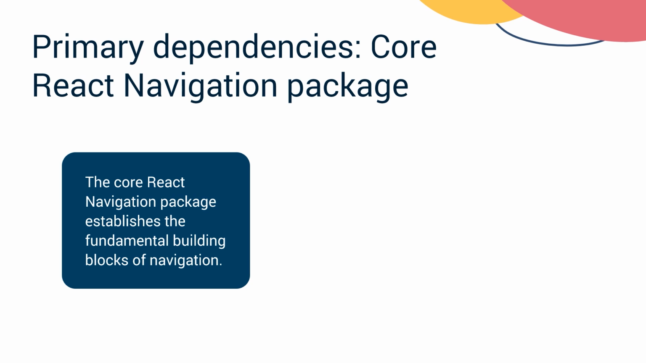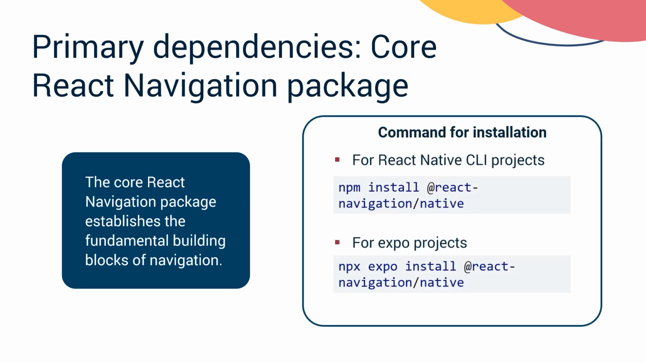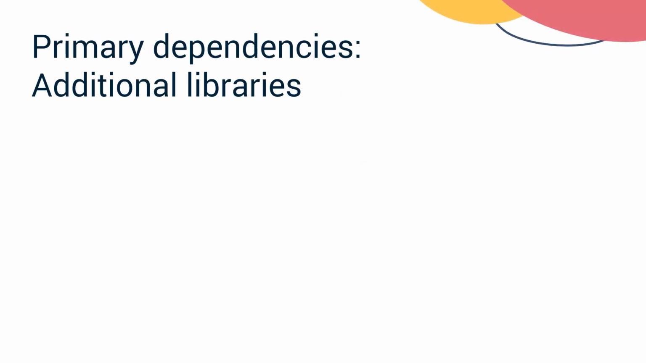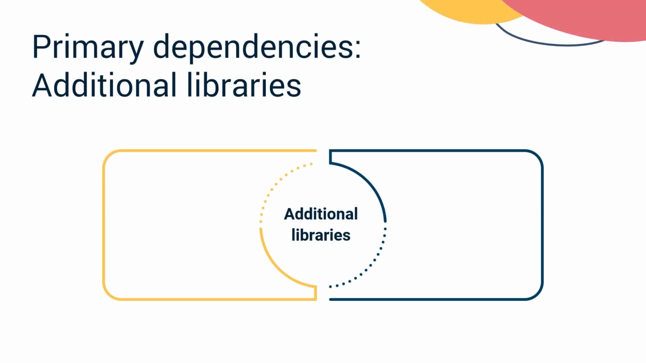One of the primary dependencies to install is the core React Navigation package. Installing the core React Navigation or native package is the first and most basic requirement as it establishes the fundamental building blocks of navigation. Here is the command that you can use to install this dependency. After installing the core React Navigation package, you must install additional libraries that React Navigation relies on to work efficiently.